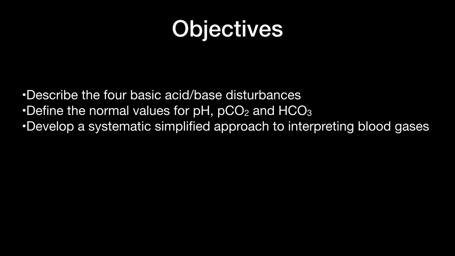So, in sum, we've talked about the 4 basic acid-base disturbances, talked about how they can each have compensation, and talked about how there can be a mixed acidosis or a mixed alkalosis. You now know the normal values for pH, PCO2, and bicarb, and we've presented a 5-step approach to interpreting blood gases.